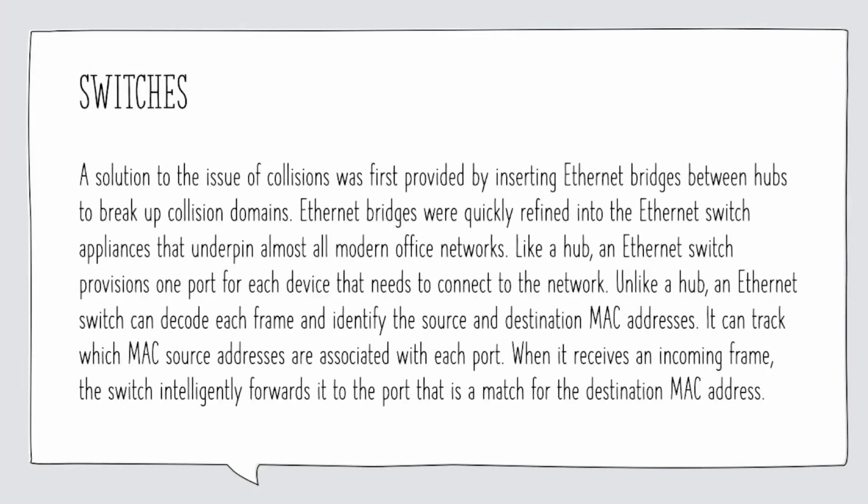Switches. A solution to the issue of collisions was first provided by inserting Ethernet bridges between hubs to break up collision domains. Ethernet bridges were quickly refined to the Ethernet switch appliances that underpin almost all modern office networks. Like a hub, an Ethernet switch provisions one port for each device that needs to connect to the network. Unlike a hub, an Ethernet switch can decode each frame and identify the source and destination MAC address. It can track which MAC source addresses are associated with each port. When it receives an incoming frame, the switch intelligently forwards it to the port that is a match for its destination MAC address.